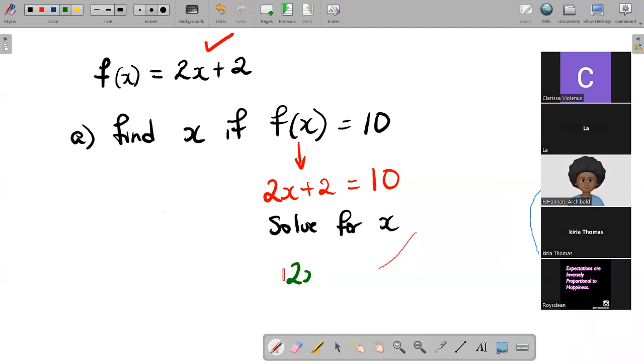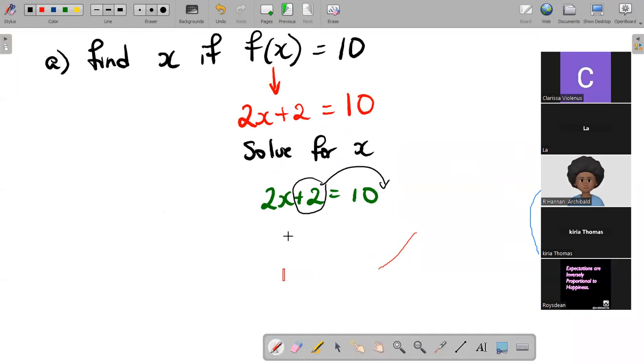So let's go. 2x plus 2 equals 10. What do we get rid of first? The extra stuff. So I need to move this plus 2 over. When I move it over, what happens to it when you move anything over? It becomes minus 2, right?